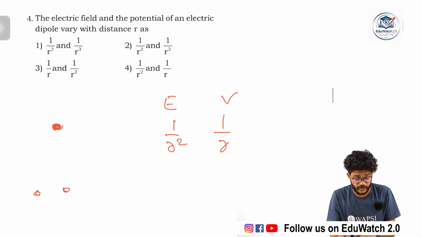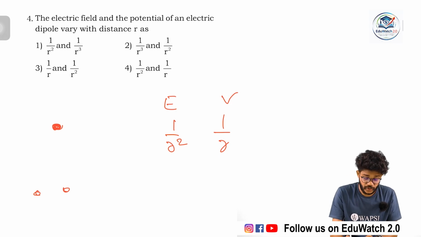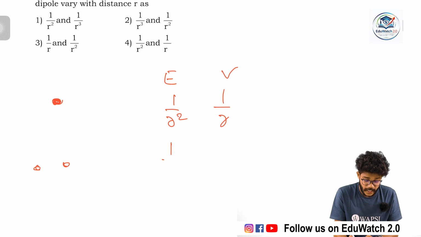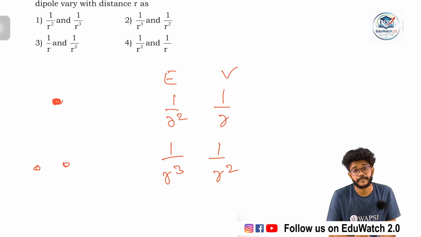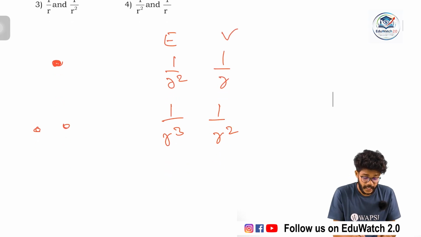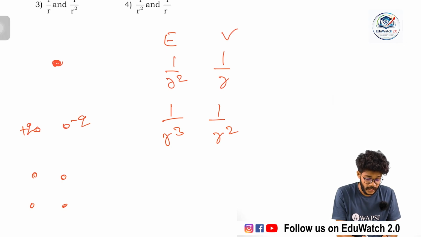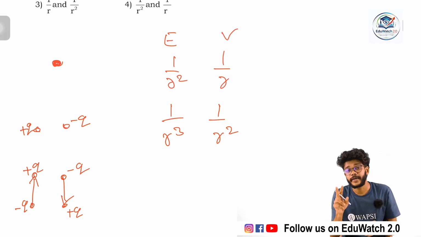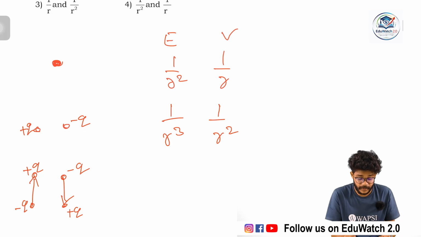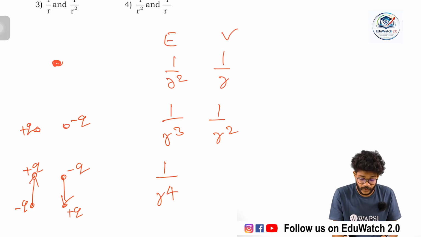So in case of a dipole, the electric field changes to 1 by r cube, and the potential changes to 1 by r square, with one more multiple of r in the denominator. In case of a quadrupole, that means here the plus q and the minus q, here the plus q and the minus q, here the plus q and the minus q. Two dipoles aligned is called a quadrupole. Here the electric field is 1 by r raised to 4 and the potential is 1 by r cube.